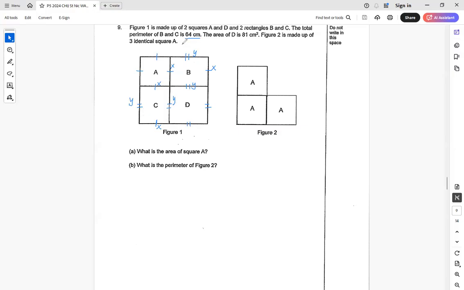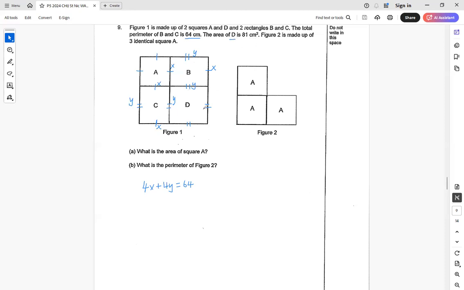Okay, so if you look at the perimeter of rectangle B and C, B itself is 2x and 2y. C, the perimeter is also 2x and 2y. So the total perimeter of B and C, 2x and 2y, 2x and 2y, will be a total of 4x plus 4y. That is the total perimeter for rectangles B and C. It will give you 64 cm. And then the question also tells us the area of this square, square D, is 81 square centimeters.